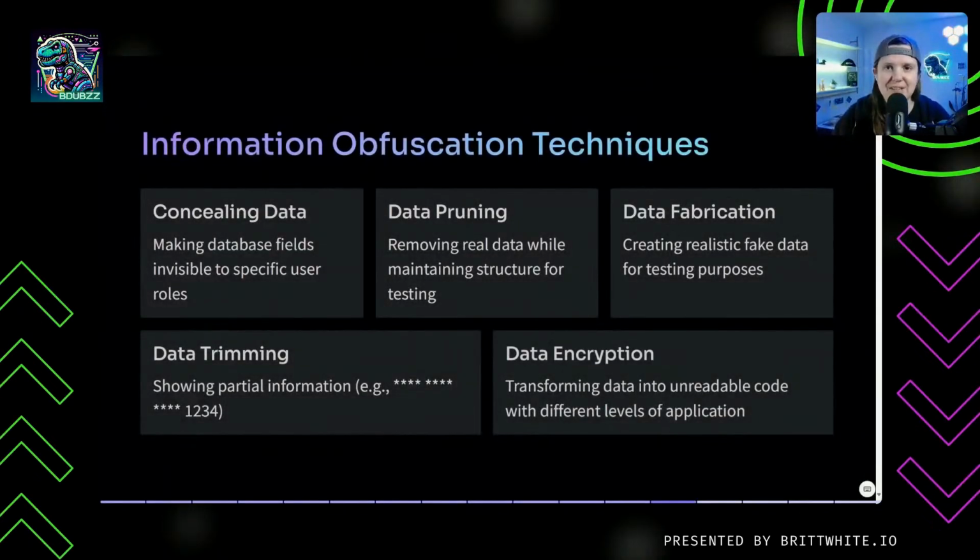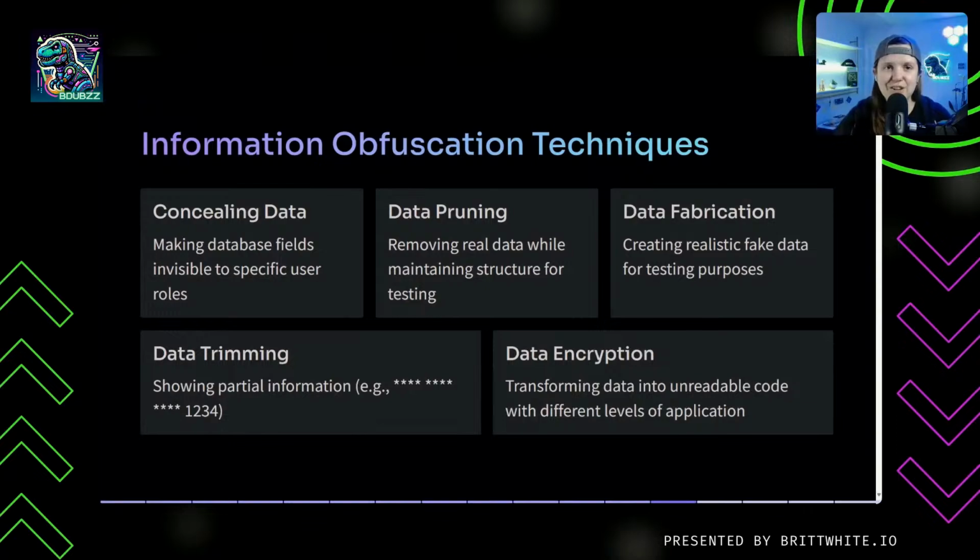Obfuscation is a powerful technique that transforms sensitive data into formats that cannot be understood or accessed by anyone who shouldn't be seeing it. It's like scrambling the letters in a word so it becomes meaningless or blurring out a face in a photo. There are various ways to achieve this, depending on the context and the level of security needed. Let's start with concealing data. This is like having a secret room that only certain people know exists.